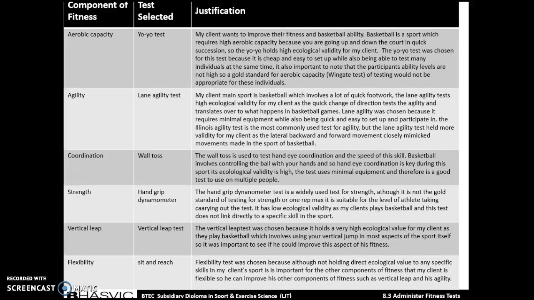The environment might change the test scores, but it won't differ too much because it's just people running back and forth over a 20 metre space.